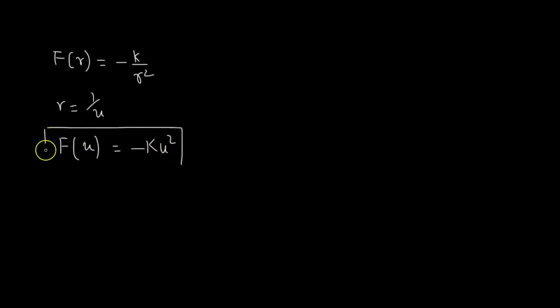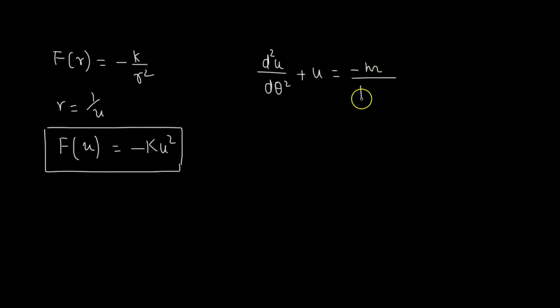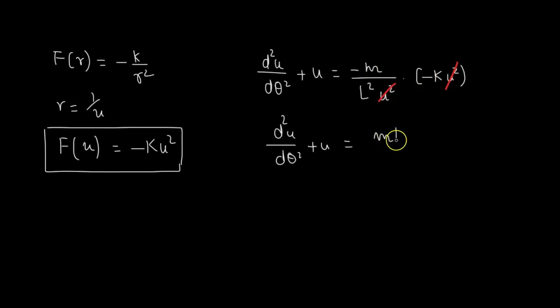We'll use this force equation and substitute it into our differential equation, which is the second derivative of u with respect to theta plus u equals negative m over L squared u squared f of u. Now instead of f of u, we have negative k u squared. Immediately we can see the u squared and the u squared get cancelled out. So we have d squared u over d theta squared plus u equals, negative times negative being positive, mk over L squared.